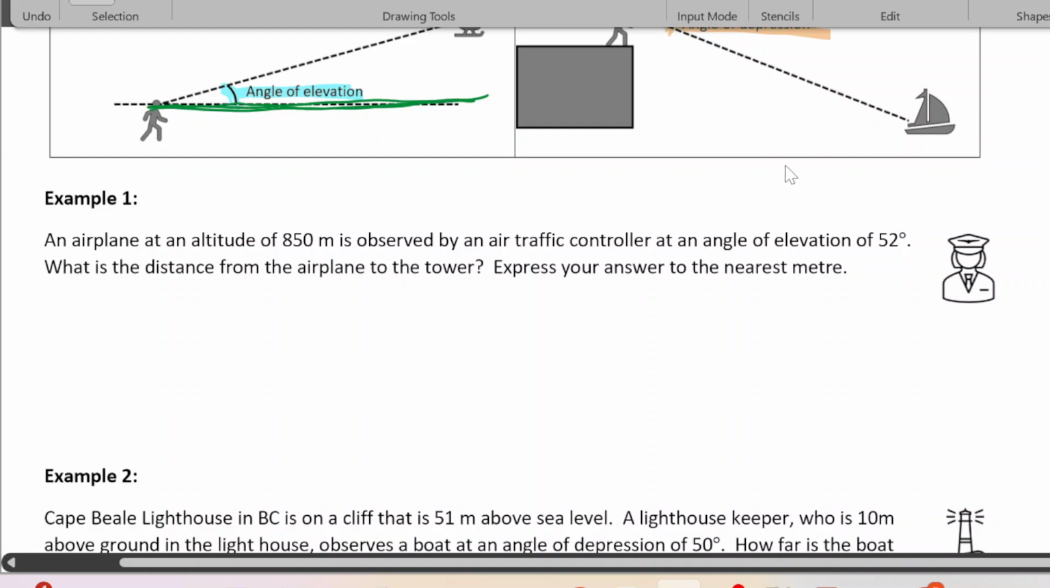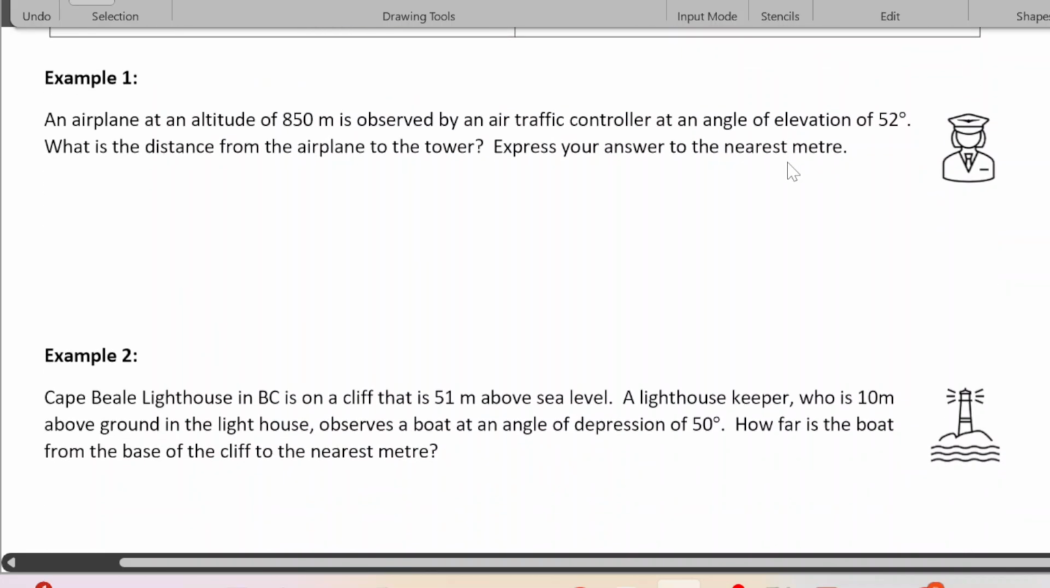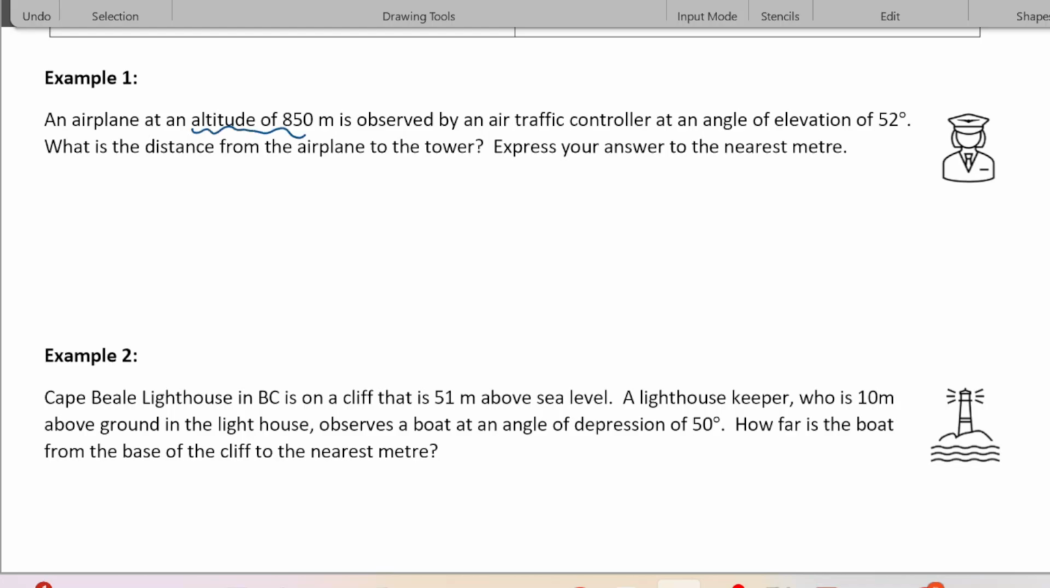So let's practice using some of these angles. Example 1, it says an airplane at an altitude, that's a fancy way of saying height off the ground, altitude of 850 meters is observed by an air traffic controller at an angle of elevation, there's one of those words, of 52 degrees. So I'm just going to highlight some of these things. What is the distance from the airplane to the tower?